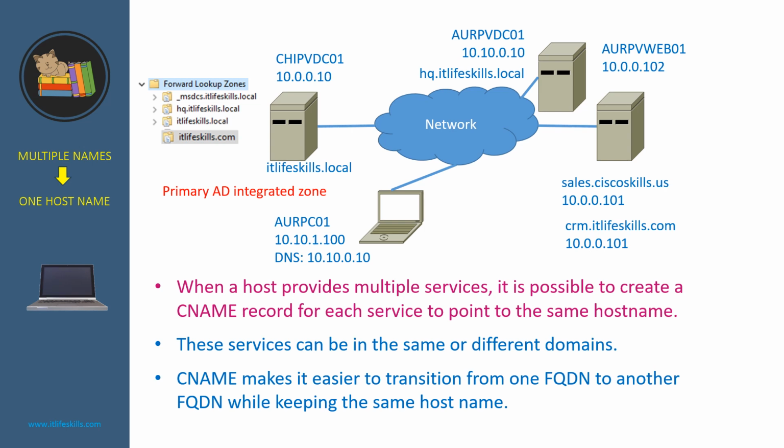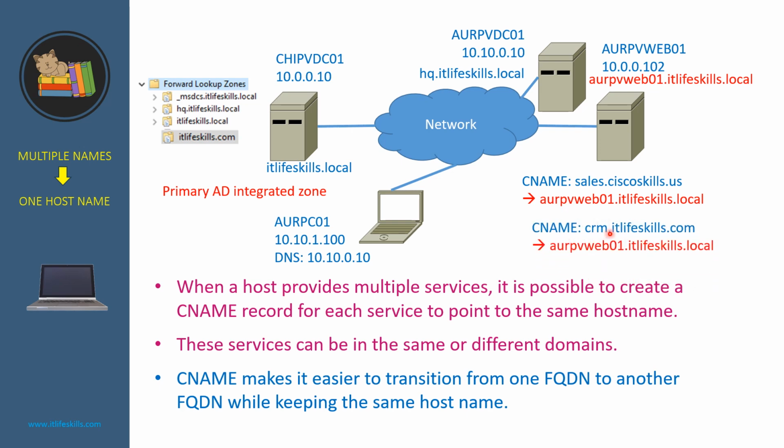When a host provides multiple services, it is possible to create a CNAME record for each service to point to the same host name. These services can be in the same or different domains. For example, we have this server OPV-Web01 joined to the domain itlifeskills.local, and it has the hostname opv-web01.itlifeskills.local. So instead of creating multiple A records, we can create a CNAME record for sales.ciscoskills.us to point to the hostname opv-web01.itlifeskills.local and another CNAME record for crm.itlifeskills.com to point to the same hostname.